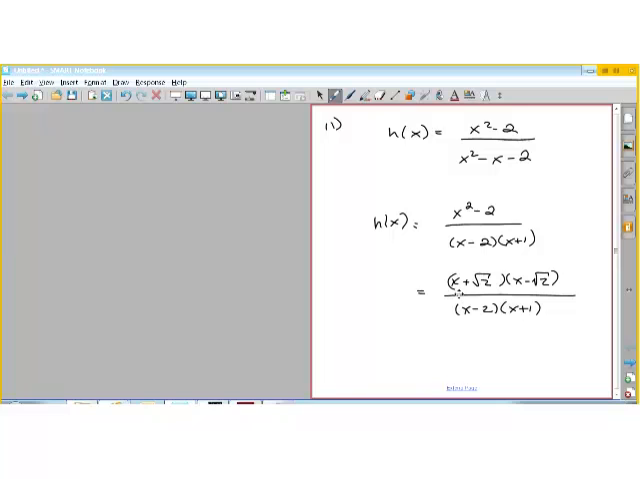So you see there's no overlap. We're not going to be able to cancel anything out here. If we could cancel out, then we might not have a vertical asymptote. We just have a hole. But in this case, we do have 2 vertical asymptotes, VA. One at x equals 2, one at x equals -1. So that's it.